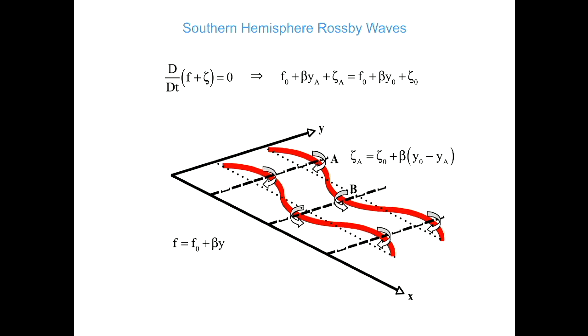Those that get pushed north in the southern hemisphere, take a parcel, move it towards the equator, it finds itself in a less cyclonic region. Those that get moved towards the south find themselves in a more cyclonic region. Because the absolute vorticity is conserved, those that are pushed towards the north acquire a circulation in this sense, cyclonic in the southern hemisphere is that. Those that come towards the pole, anticyclonic, like this.